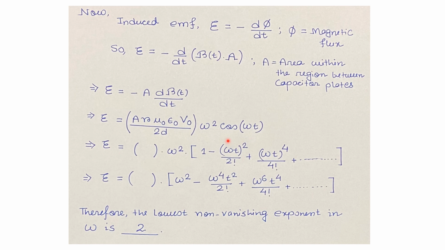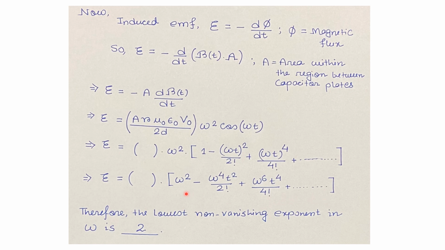Now we will expand this cos omega t in a power series. So this expression will give E equals this term times omega square times the power series of the cosine of omega t, that is 1 minus (omega t) whole square by 2 factorial plus (omega t) to the power 4 by 4 factorial plus and so on. Now we will multiply omega square with this series, so this will give omega square minus omega to the power 4 t square divided by 2 factorial plus omega to the power 6 times t to the power 4 by 4 factorial plus and so on.